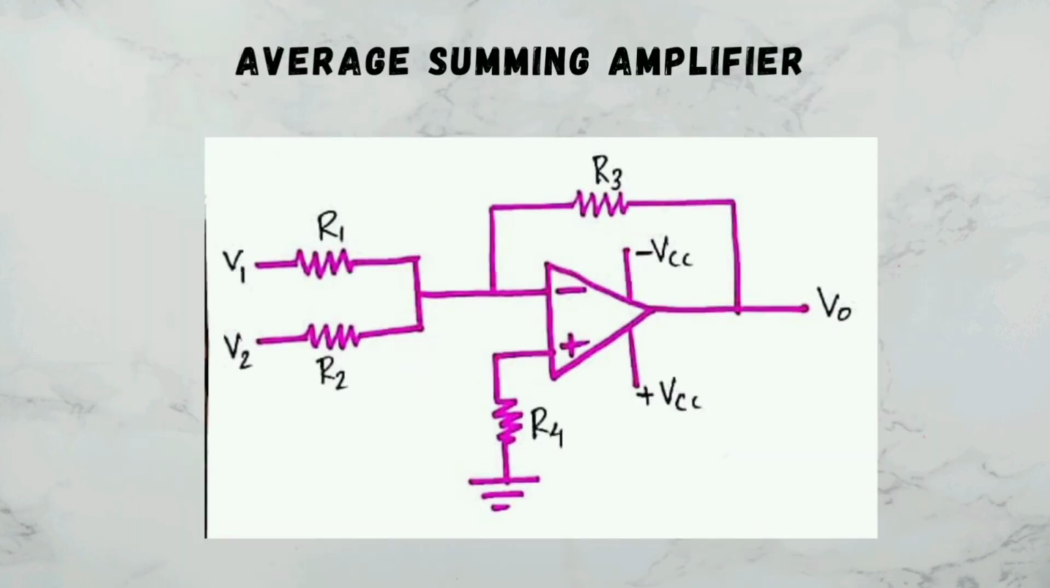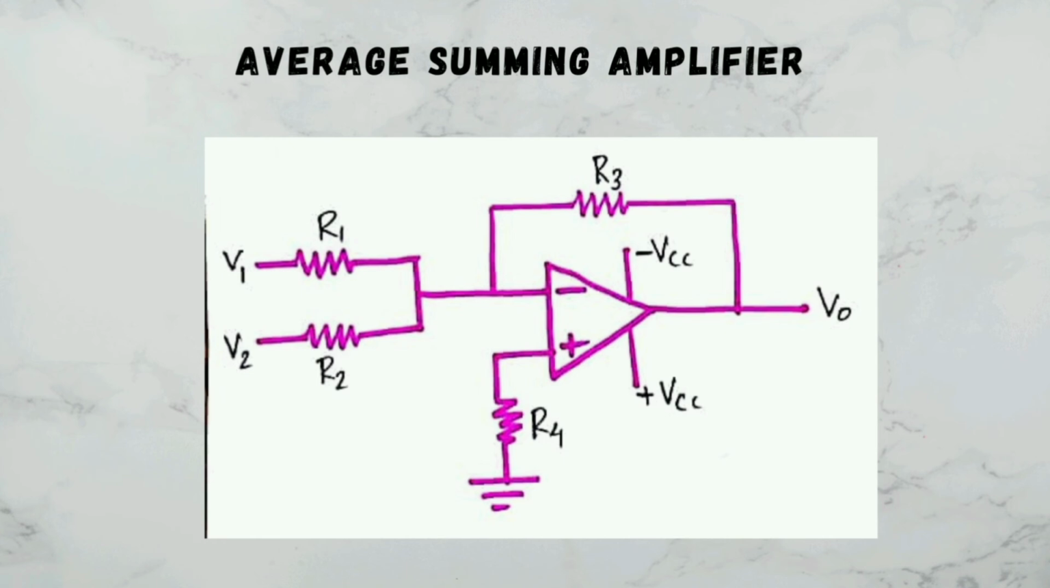Average summing amplifier. You can see the circuit diagram. An ideal op amp with input resistors R1 and R2 along with the applied voltages V1 and V2 at the inverting input terminal. And there's a feedback resistor connected between the inverting terminal and the output terminal, along with the R4 resistor connected to the non-inverting input terminal.